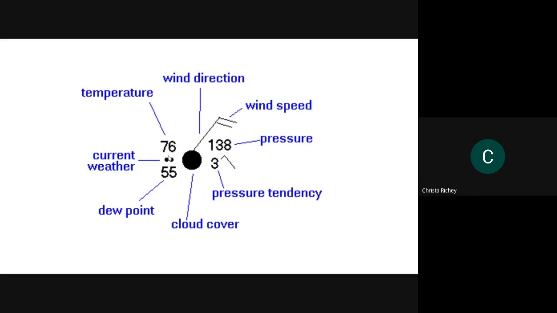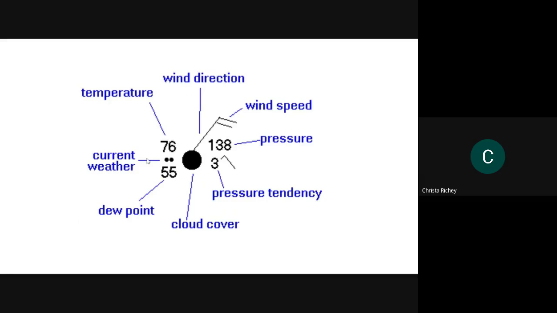In between the temperature and the dew point, if there is precipitation, it will show it here. Not how much is falling, just the fact that it has precipitation. Two dots mean rain. It looks like an asterisk, like a star, that's snow. It looks like a lightning bolt, that's a thunderstorm. Then all different kinds of symbols can be over here, but it doesn't have to have them.